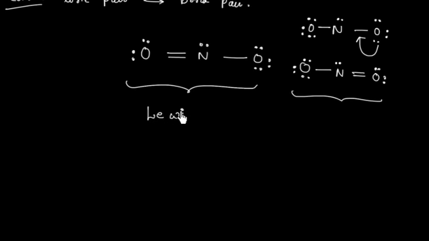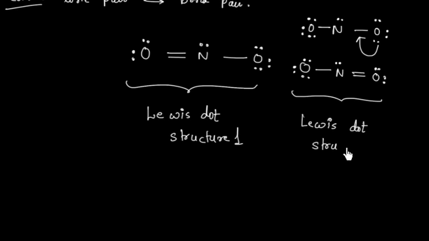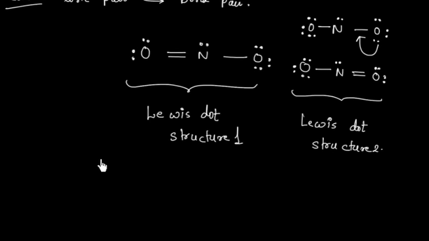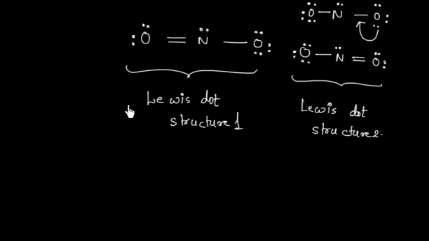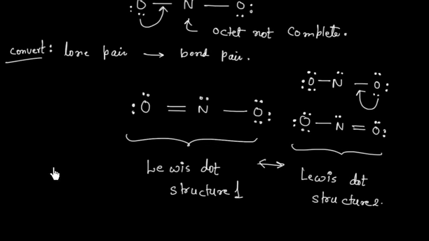So this is Lewis dot structure 1, and this is, let us say, Lewis dot structure 2. Now these two structures are called resonating structures, and resonating structures are generally denoted by this kind of arrow. Are you getting it or not? So these are the two resonating structures.